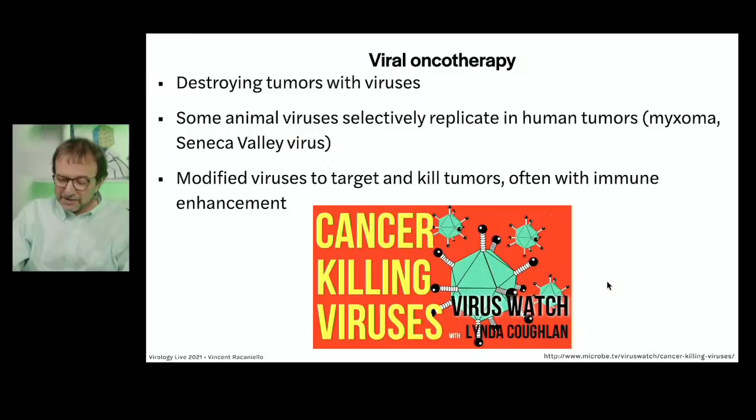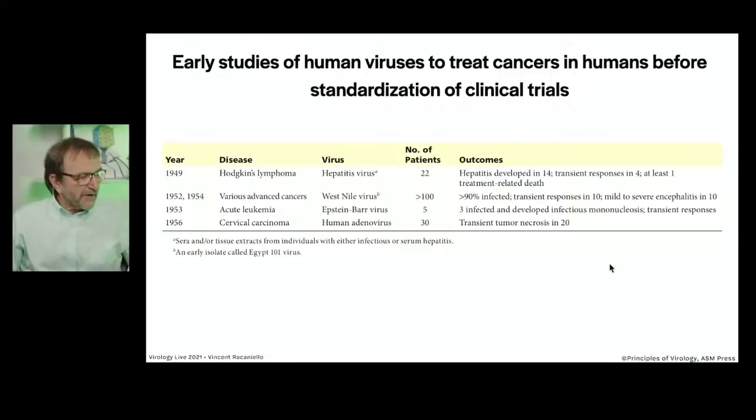Now, early studies showed that viruses apparently had an effect on cancers. Even before we standardized clinical trials, a number of studies showed that viruses could affect cancers. For example, in 1949, they used what they called hepatitis virus to treat 22 patients with Hodgkin's lymphoma. There was some hint that people with virus infections did better with cancer, so they tried these. I mean, these weren't proper clinical trials. They were just, let's see what happens. And in this one, all this is material from patients that had hepatitis. We didn't even know what kind of hepatitis it was.